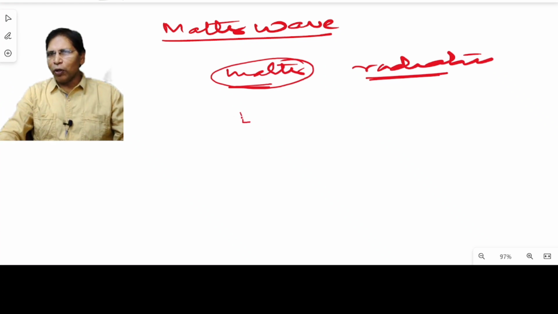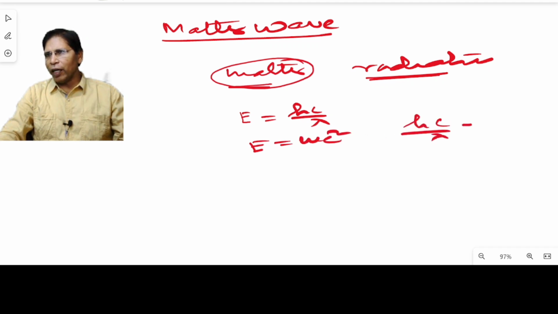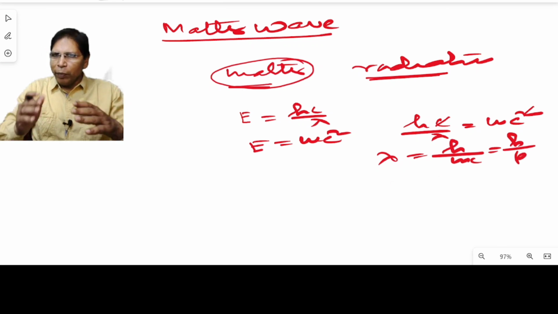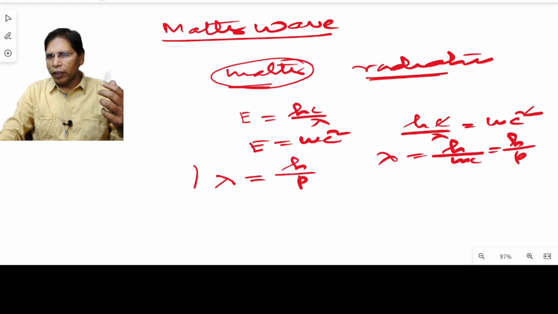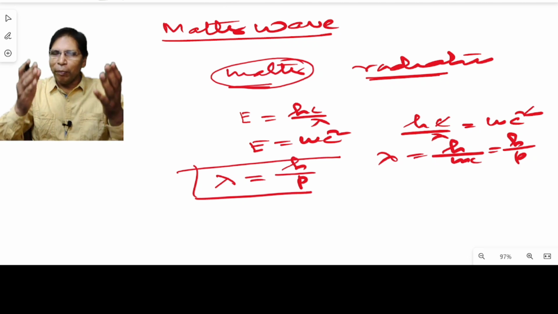The energy of a photon is E equals hc by lambda, and energy E equals mc square. Therefore hc by lambda equals mc square. So c and this c cancel out, so lambda equals h by mc, so this is h by p. De Broglie suggested that the wavelength lambda equals h by p is also applicable for matter waves.